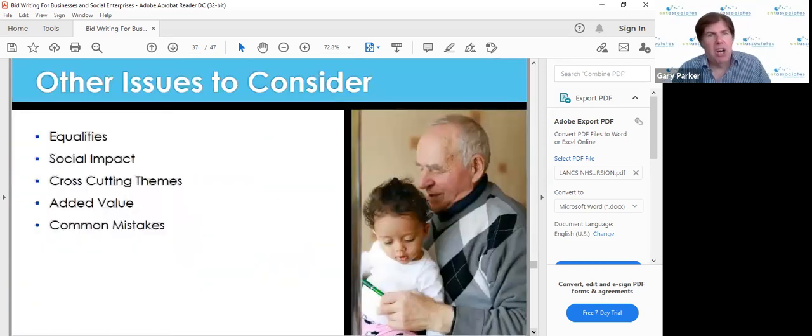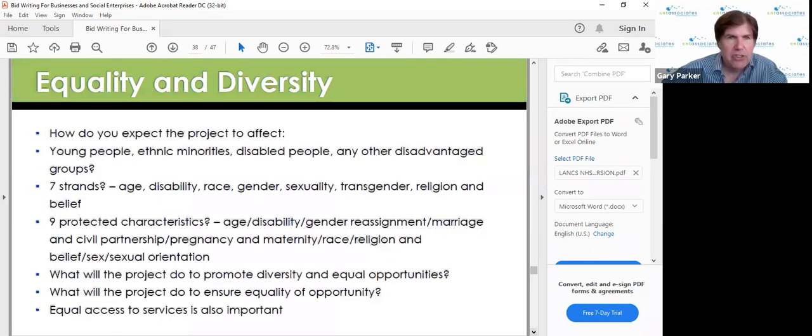So other issues to consider. Again, these days, there are a whole range of other things to consider. One is equalities, which is very important. The second is diversity. The second is social impact. And then you have a number of what are called cross-cutting themes. So that's things like sustainability and climate change these days. And then there's other issues like added value, which I'll talk about, and avoiding some common mistakes.